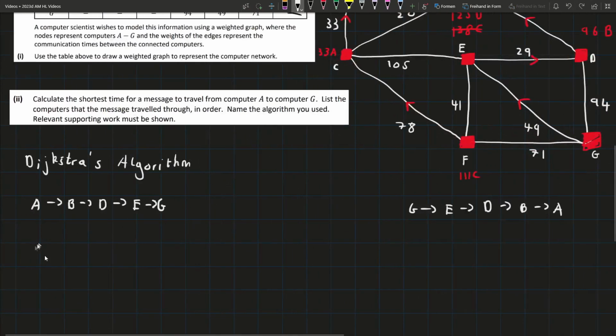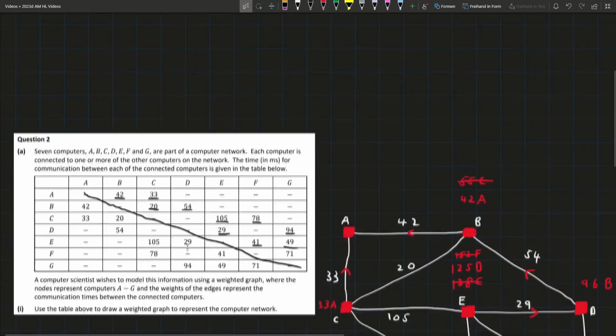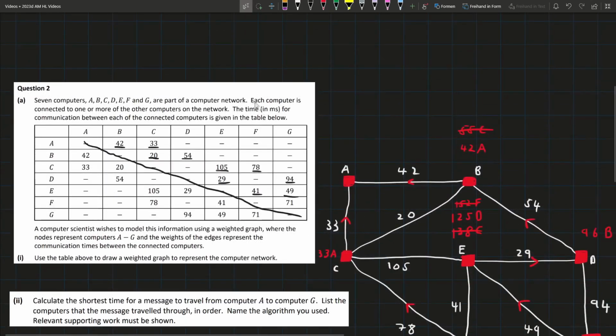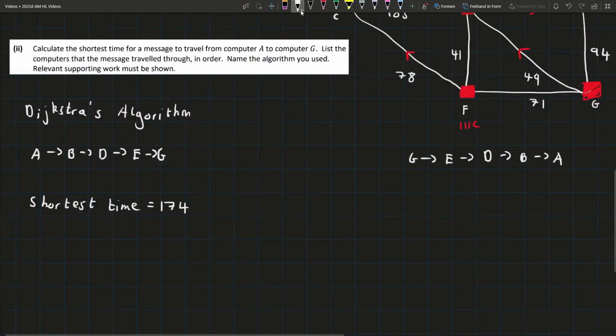I might just make it super clear. You might write shortest time equals 174. And then just in case, they don't usually mind, but it's still good to be safe, it tells us that each of the numbers are in milliseconds. The time's in milliseconds here. So we will write 174 milliseconds. And that's the end of part 2.